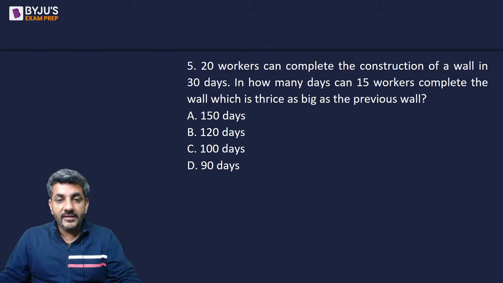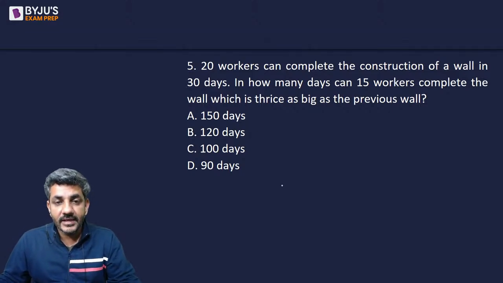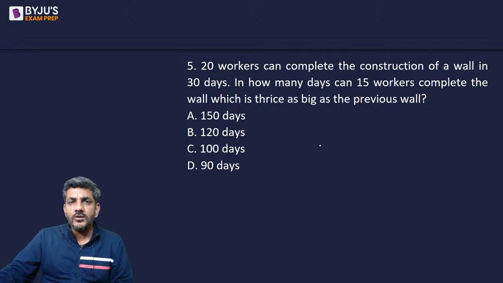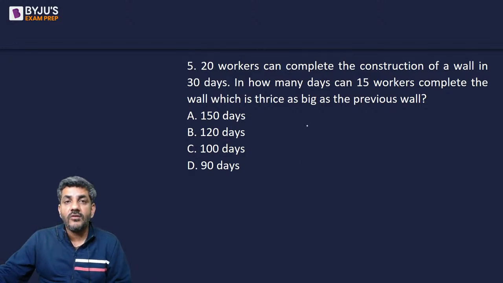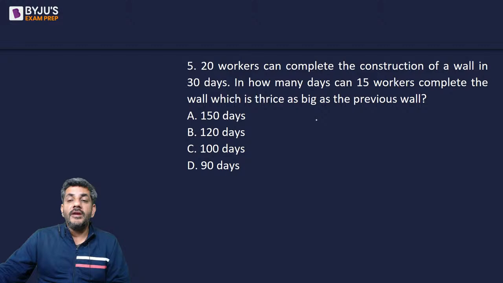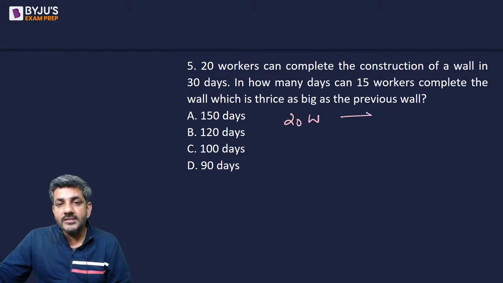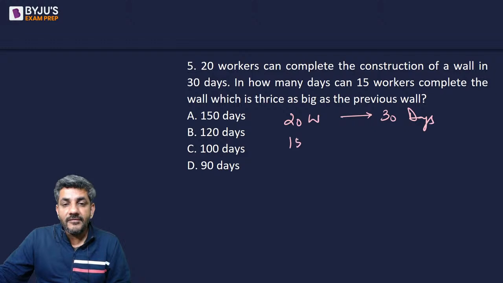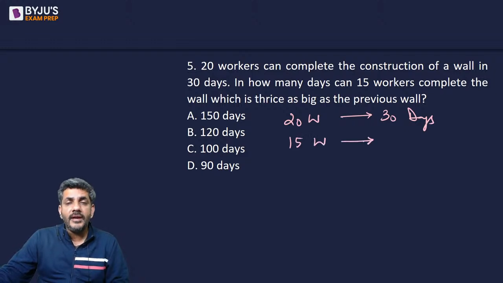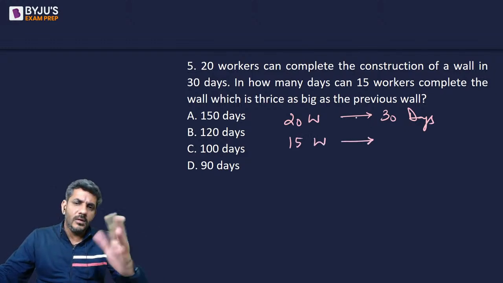Okay, let's start doing it then. What does the question say? It's a simple, straightforward question. 20 workers can complete the construction of a wall in 30 days. In how many days can 15 workers complete the wall, which is thrice as big as the previous one? So if 20 workers can complete a job in 30 days, then 15 workers can do the job in how many days? I'm sure you all know the chain rule or whatever.